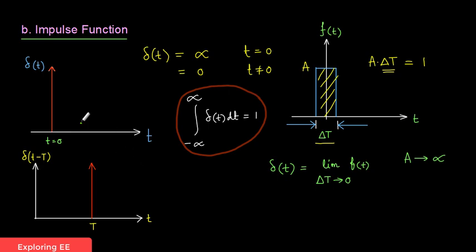That means the area under the impulse remains unity: its pulse width is 0 and its magnitude is infinite, but the area remains unity. Similarly, for the time shifted impulse function, you can write delta of t minus capital T, which is equal to unity at t equal to capital T only, otherwise it is 0. Now let us calculate the Laplace transform of the impulse and shifted impulse function.